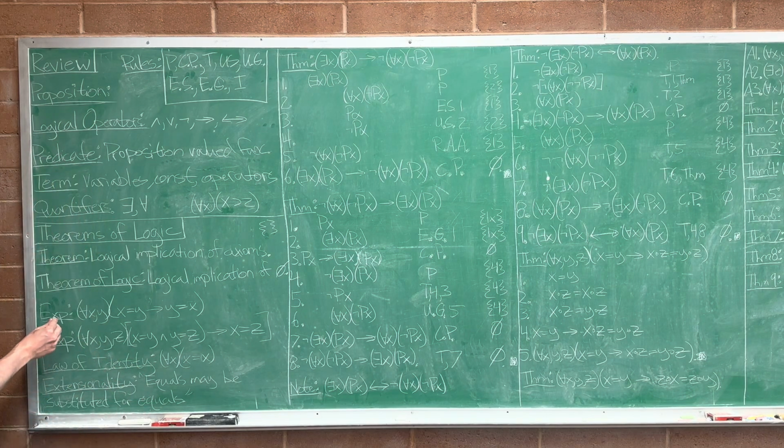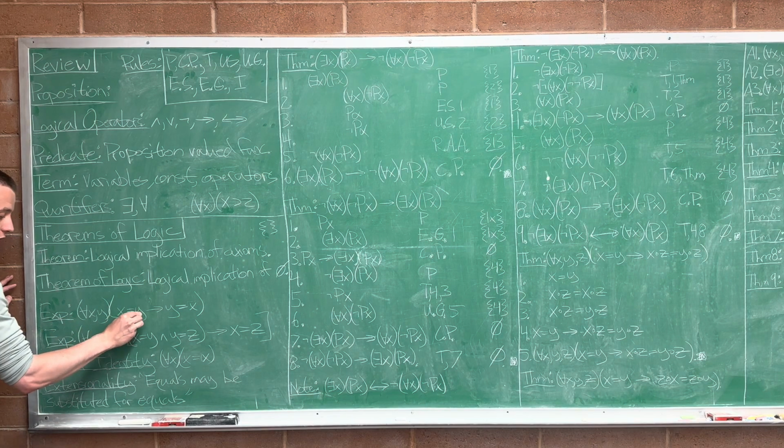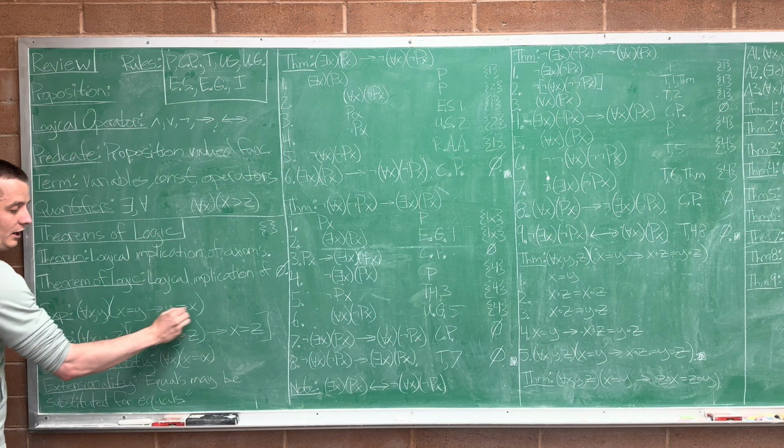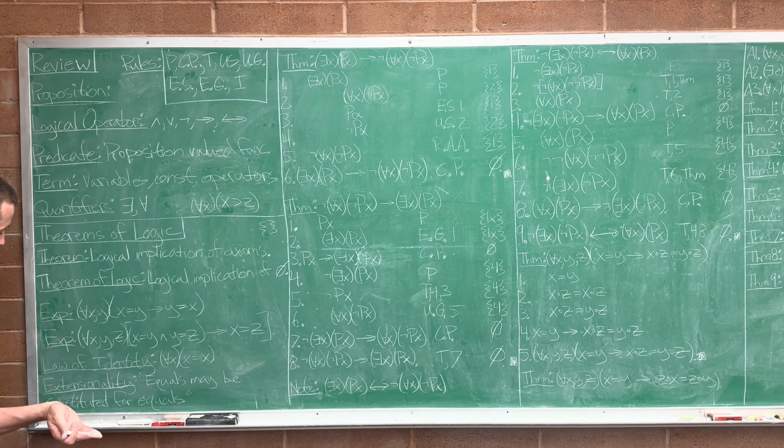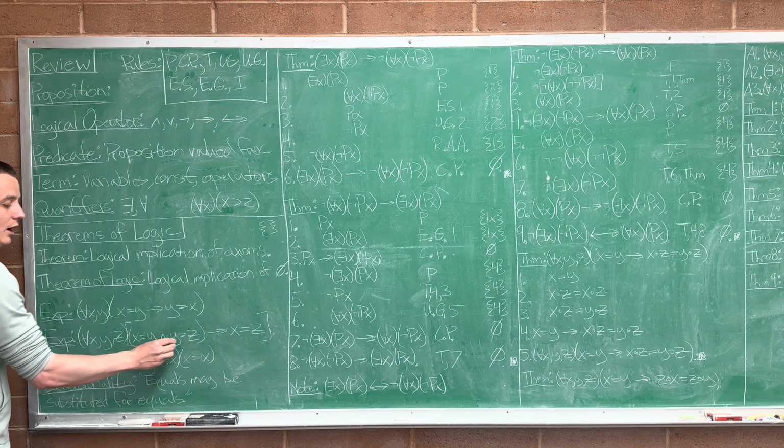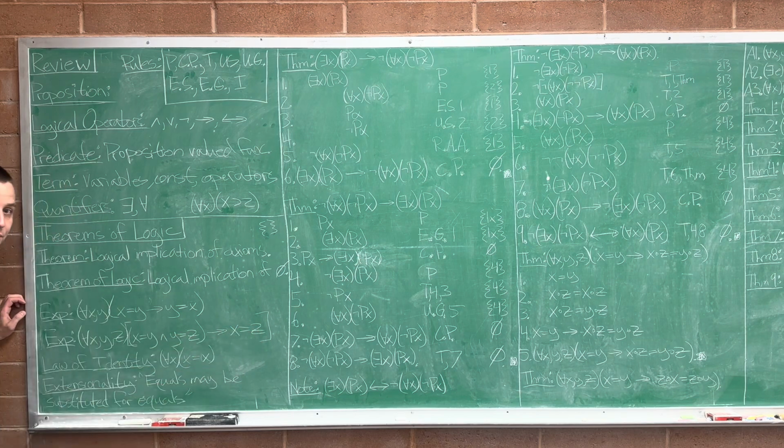The first theorem of logic that we proved is for all x and y, if x is equal to y, then y is equal to x. Or in other words, we proved identity is symmetric. And we proved last time that for all x, y, and z, if x is equal to y and y is equal to z, then x is equal to z. Or in other words, we proved that identity is transitive. So these were two theorems of logic that we proved last time about identity.